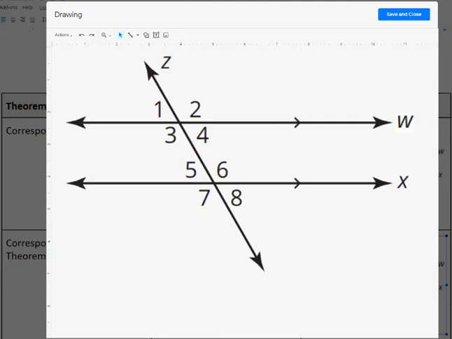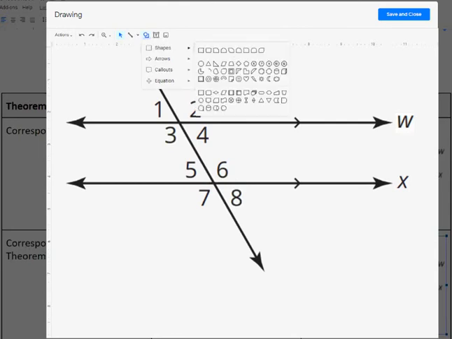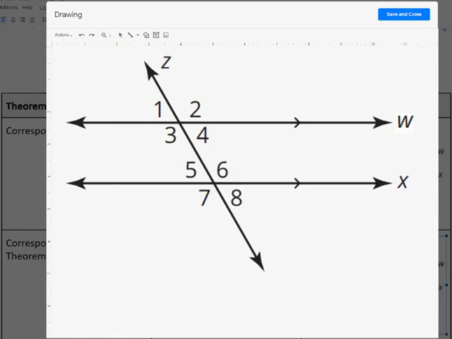Second, when we look for corresponding angles, we are looking for the angle that is facing the same way around our intersections. Okay, so we're going to be looking at the intersection with angles 1, 2, 3, and 4, and then you compare it to the intersection with the angles 5, 6, 7, and 8. So first off, angle 1 would be corresponding to angle 5.